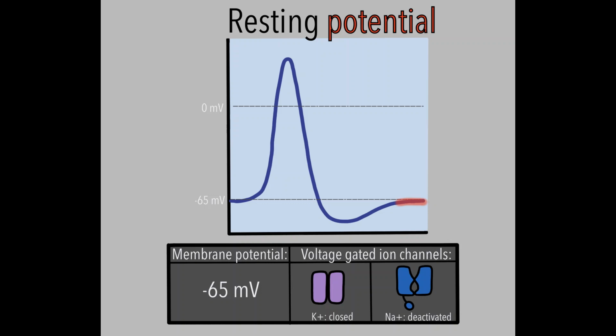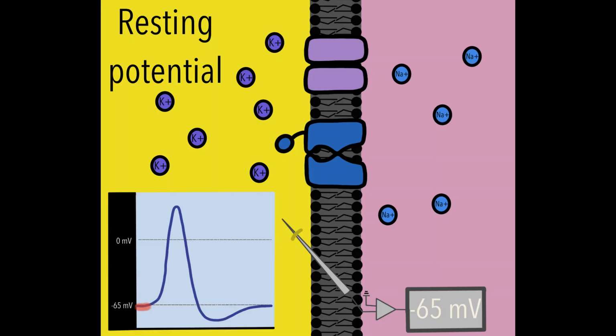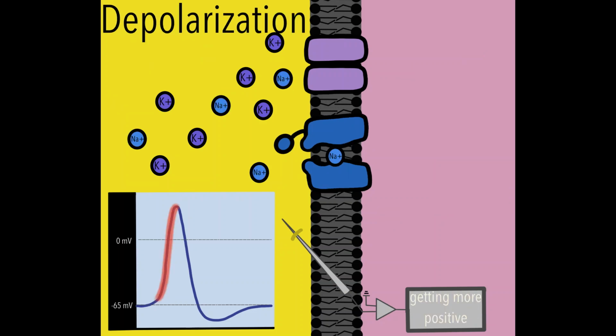Now let's put all the pieces together and see what is going on in the neuron. Starting back at resting potential, we can see more sodium ions on the outside and more potassium ions on the inside. The membrane potential is around negative 65 millivolts. The voltage-gated potassium channels are closed and the voltage-gated sodium channels are deactivated. Next, a stimulus comes down the axon. The membrane potential reaches the threshold.